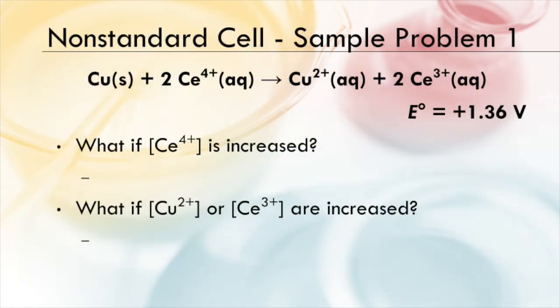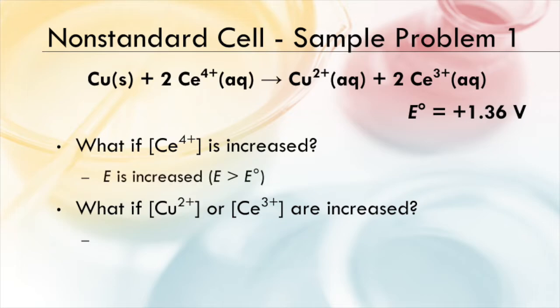Here we have an electrochemical cell and its standard cell potential of positive 1.36 volts. That means it's a galvanic cell with a potential of positive 1.36 volts when the concentrations of all species are 1 molar. What happens to the cell potential if the concentration of cerium-4 were increased? Does the cell potential increase or does it decrease?